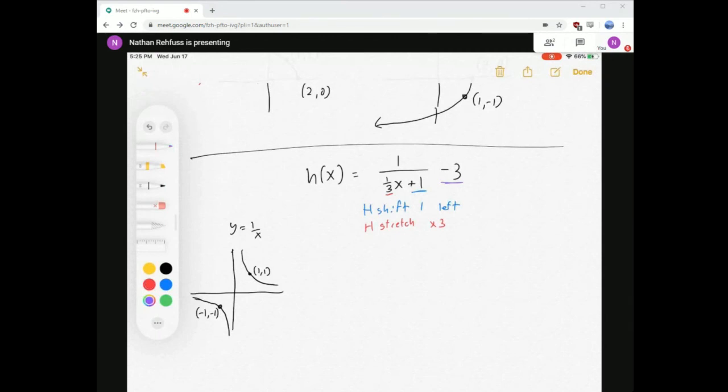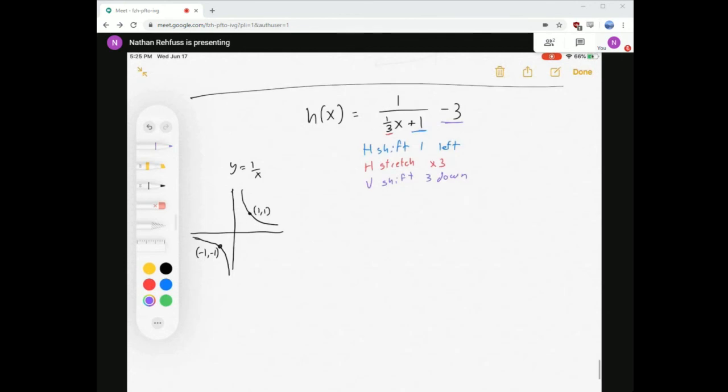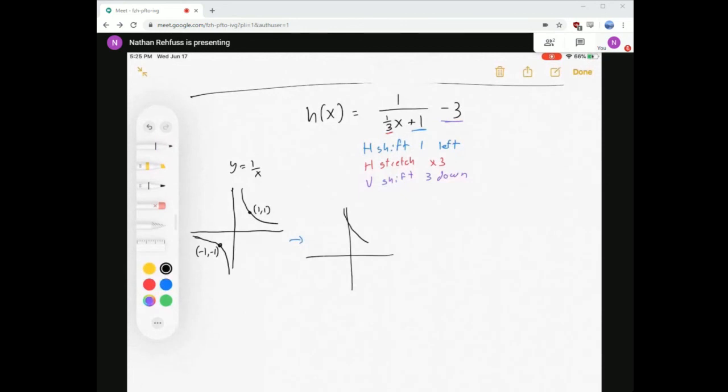And then this minus 3 on the outside, that's easy. It's subtraction, so it's a shift. It's outside, so it's vertical. And verticals are normal, so that's 3 units down. All right, and we're ready to go. If we shift 1 to the left, the whole graph is going to move over a little bit. This will be the point 0, 1, and this will be the point -2, -1. I've subtracted 1 from each of those x coordinates.